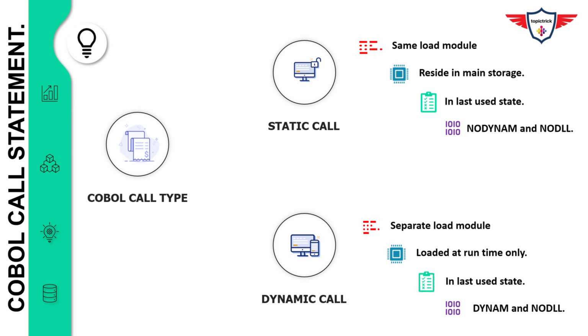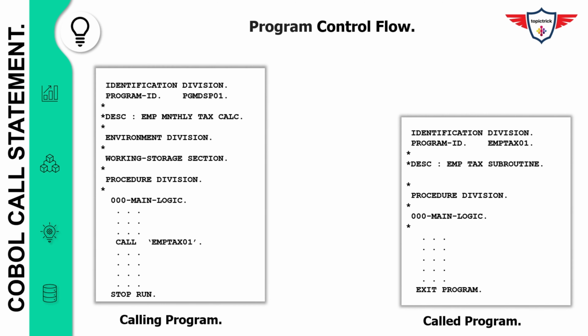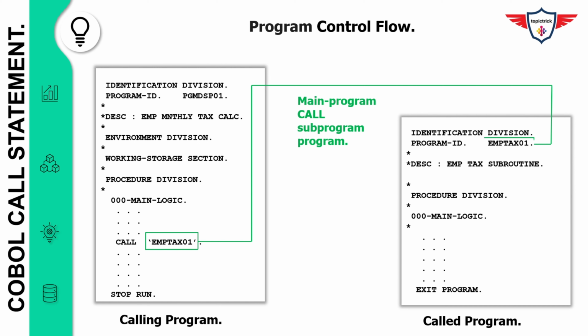Now let's focus on an example so that you can understand how exactly control flows from the main program to the subprogram and how exactly control returns back to the main program. If you look at your screen, you have two programs. The first program is a calling program, or the main program, and the second one is a called program, or a subprogram. In the main program you have a call statement that is calling your subprogram, EMPTAX01.